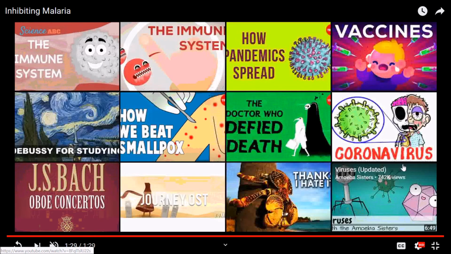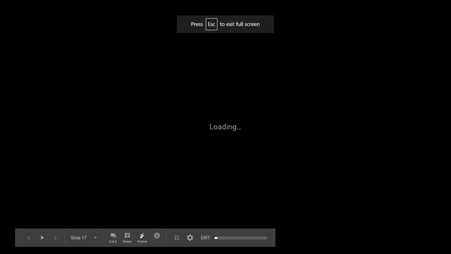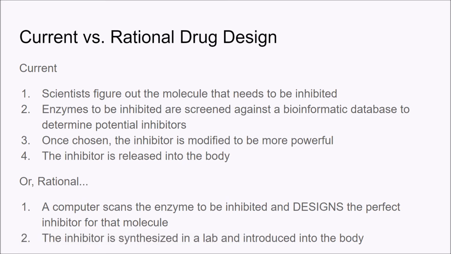So that's a pretty cool way that we can use inhibitors, and that leads us into the different kinds of medicine that we can do today that we couldn't dream of earlier. And this comes down to the design of drugs to help us fight off diseases.